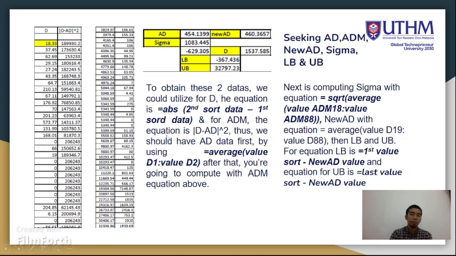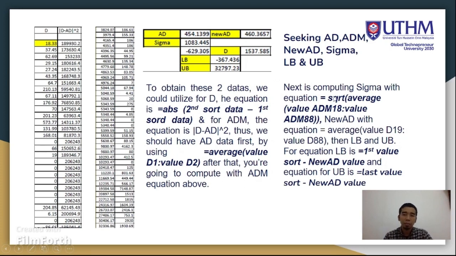For looking for AD, the equation is this: error d minus ed power 2. Thus, we should have AD data first by using these equations. To operate these equations, we need to operate the AD step first, operating with value d1 until value d2. After operating on all this data, we got the AD data. After that, we are going to compute with the ADM equation above.